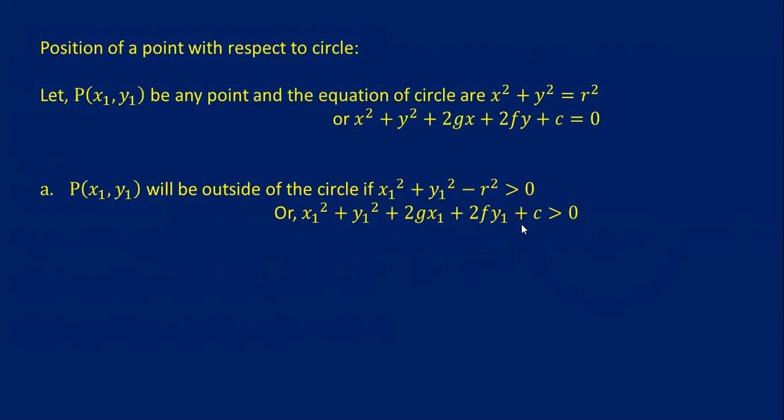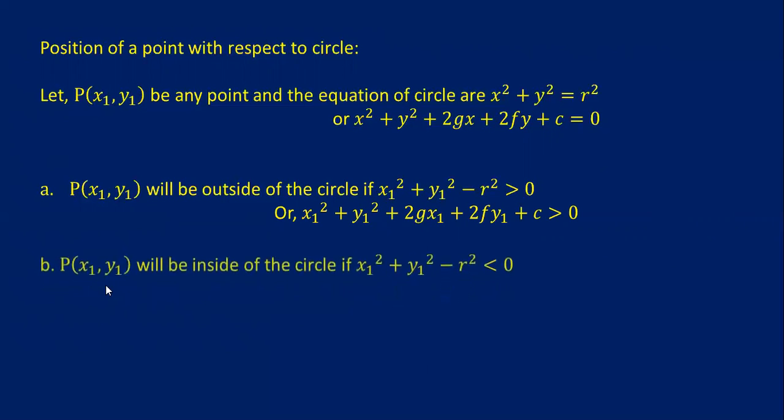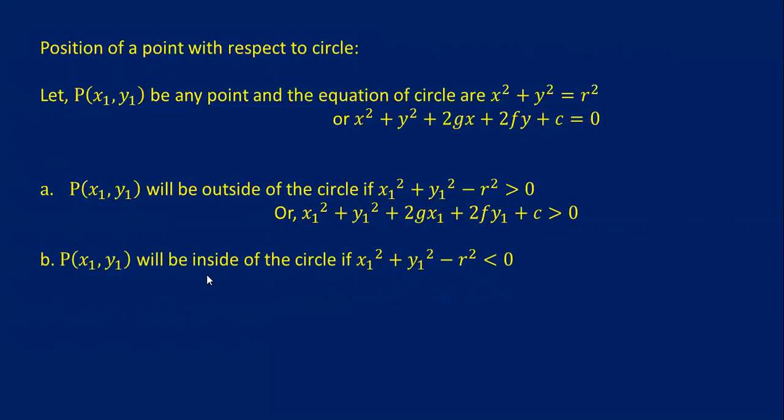is greater than 0. If it is negative, that means less than 0, the point will be inside of the circle. P(x1, y1) will be inside of the circle if x1² + y1² − r² is less than 0. Similarly for the second circle, x1² + y1² + 2gx1 + 2fy1 + c is less than 0.